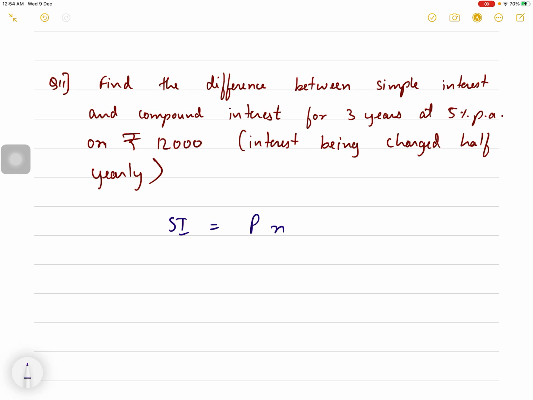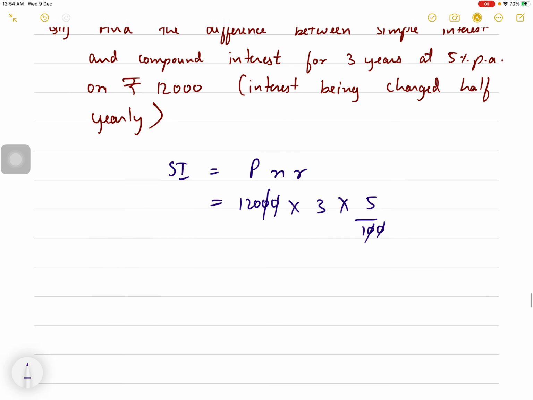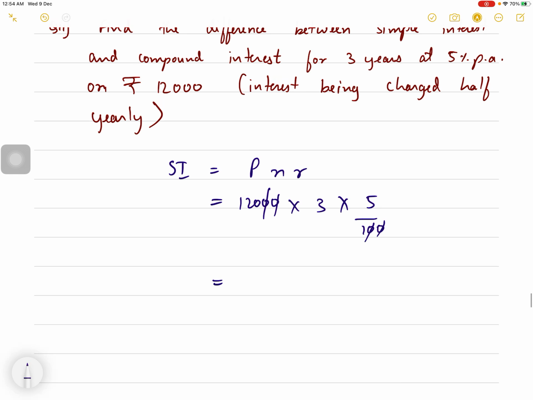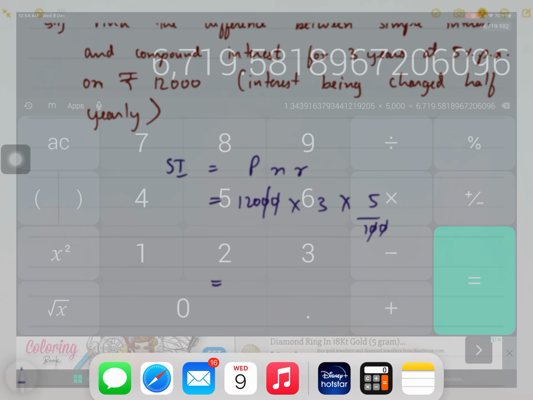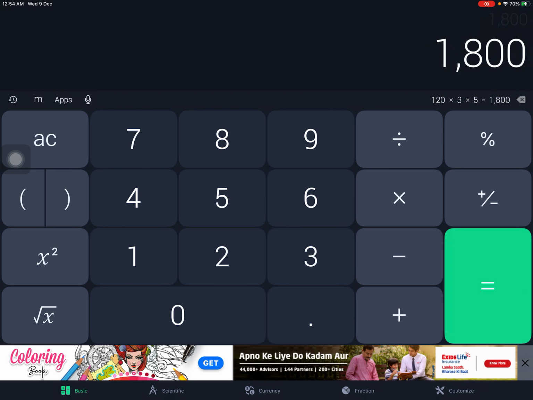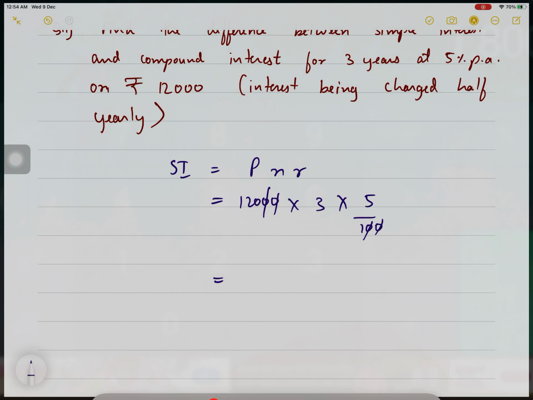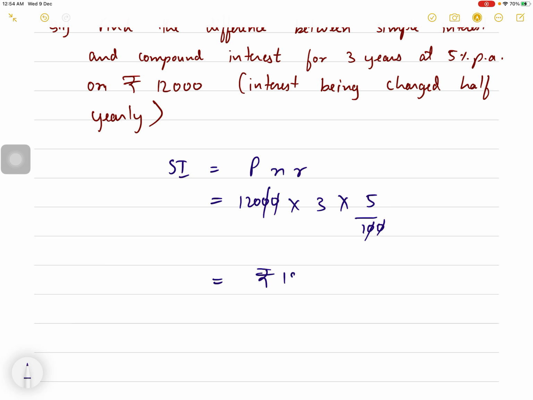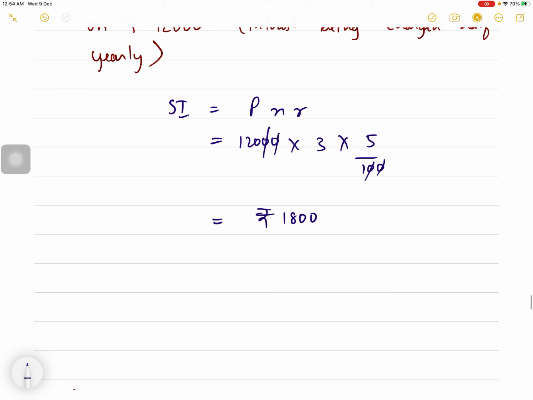So simple interest is equal to P into N into R. Principal is 12,000. N is 3 years. R is 5%. So 120 into 3 into 5. It comes to 1,800. So rupees 1,800.